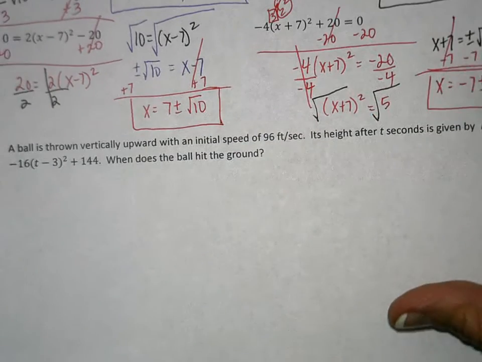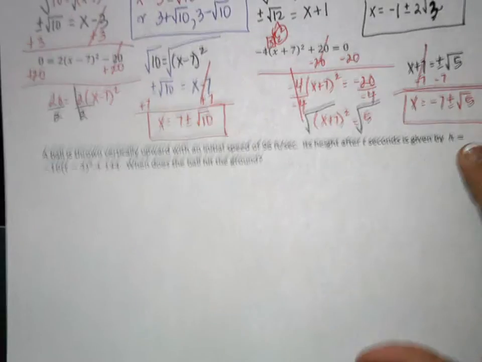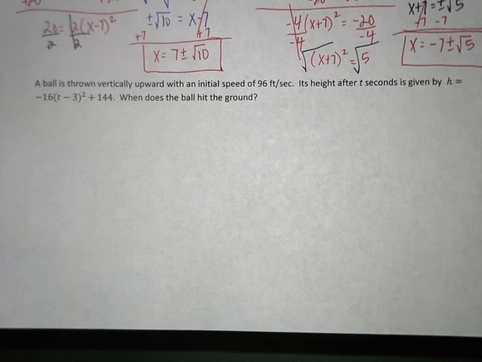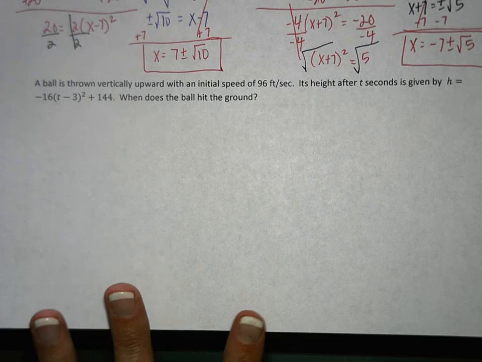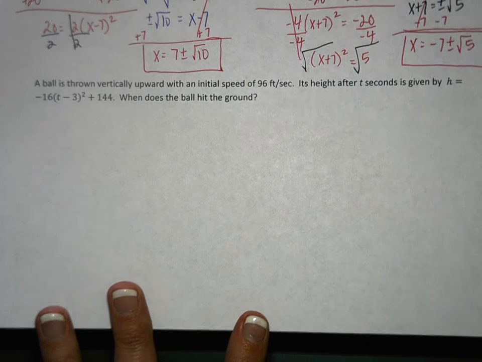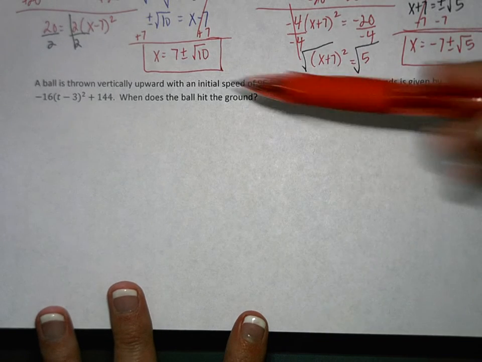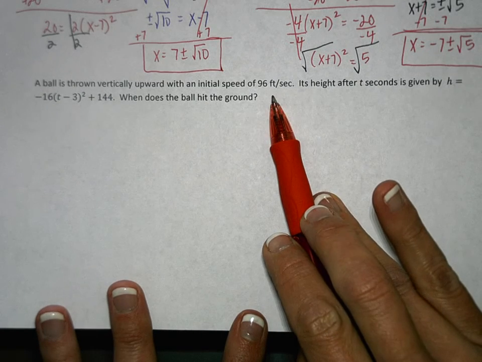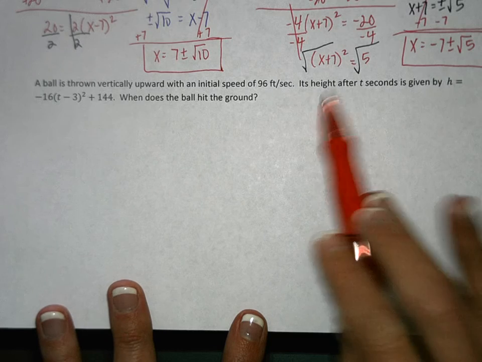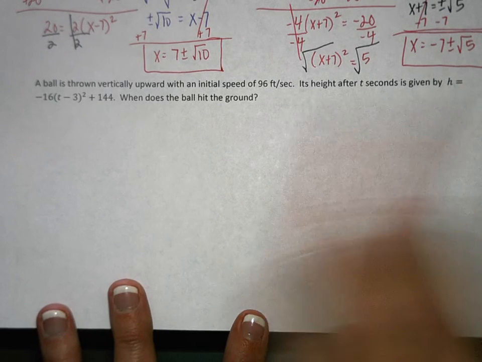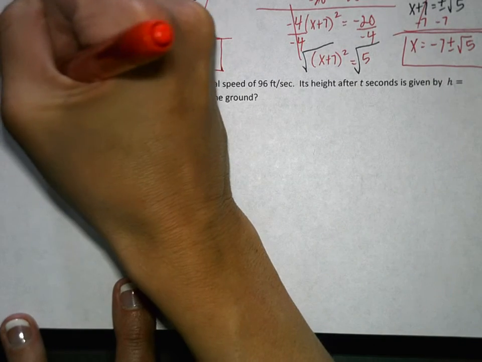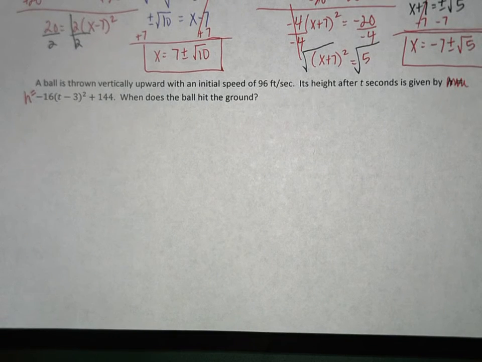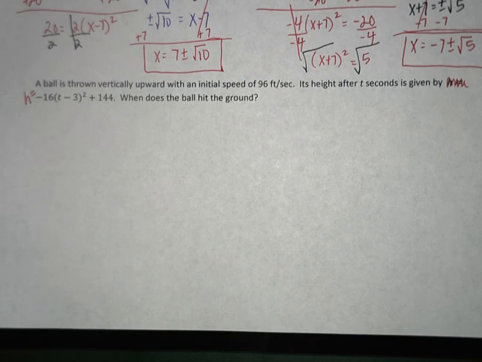Down to our application problem. Okay. A ball is thrown vertically upward with an initial speed of 96 feet per second. I remember seeing something kind of like this yesterday. Its height after t seconds is given by this formula, and this should have been h equals over here, so I'm just going to move it so the formula's all together. So h equals negative 16, parentheses, t minus 3 squared plus 144.